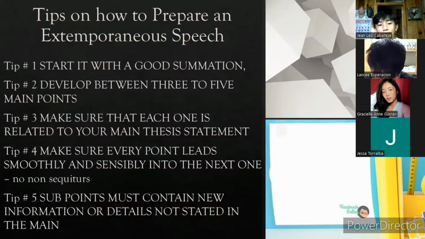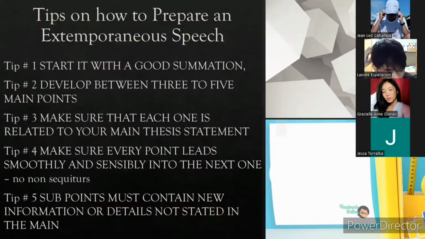Tip number 2, develop between 3 to 5 main points. Make sure each point has a single, clear, and self-contained idea. Tip number 3, make sure that each one is related to your main statement. This will remind the audience what your keynote point is. Tip number 4, make sure every point leads smoothly and sensibly into the next one.